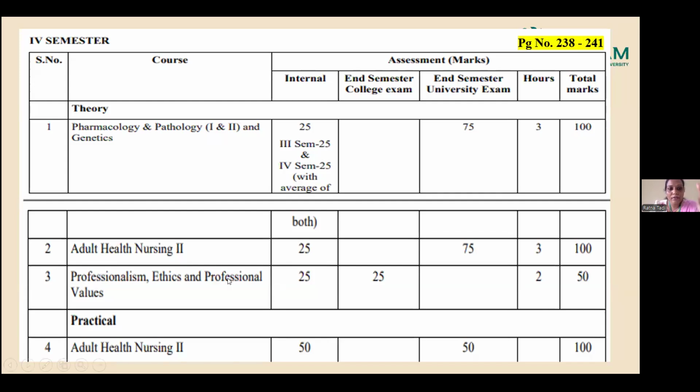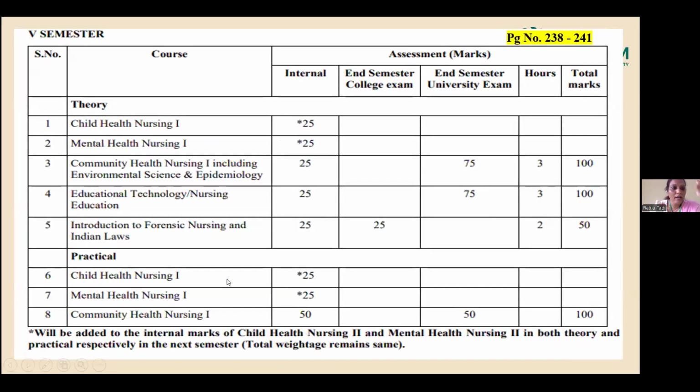So I think that this will help you to understand further more semesters as well. So child health 1, child health and mental health 1. Again, there is a star, means only we have to calculate the internal, keep with us, no need to send. Exam will be conducted for community health nursing, education technology, and introduction to forensic. Introduction to forensic is a collegiate exam. So of course, 25 marks internal, 25 marks our college exam has to be conducted, 2 hours question paper has to be conducted, and the total will be 50 marks.